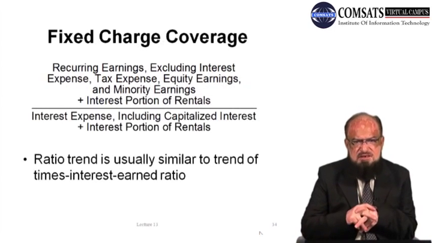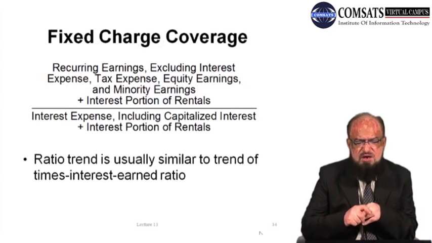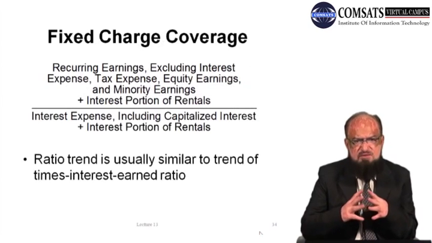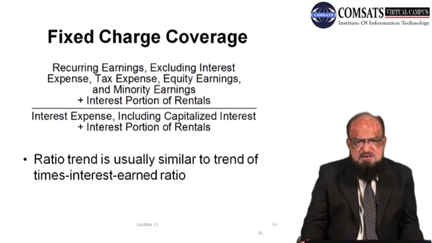And we have discussed in lecture 13 another ratio and formula, fixed charge coverage. Formula was recurring earnings including interest expense, tax expense, equity income and minority share of earnings, plus interest portion of rentals, divided by interest expense including capitalized interest plus interest portion of rentals. That was the formula of fixed charge coverage.